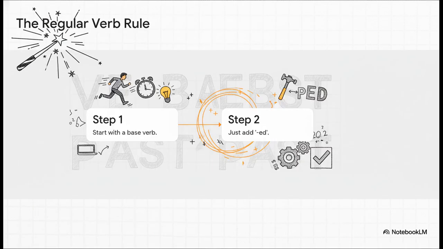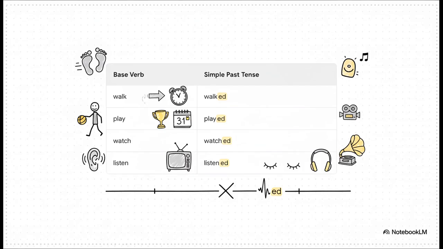And here it is, the magic rule. It's literally just two steps. You take the verb, the basic one, and you just slap an -ed on the end. That's it, seriously. Just look at how this works. Walk becomes walked, play becomes played, watch becomes watched, and listen becomes listened. See that pattern? It's so consistent.